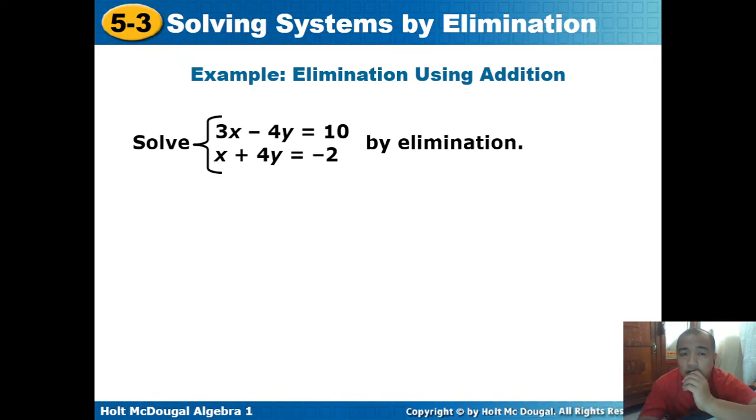Here, first problem. Solve 3x minus 4y equals 10 and x plus 4y equals negative 2 by elimination using addition. So yes, we can now add this because if you add this, y will be eliminated. Positive and negative kasi. So y will be eliminated, so you can add now 3x and x. That's equal to 4x.